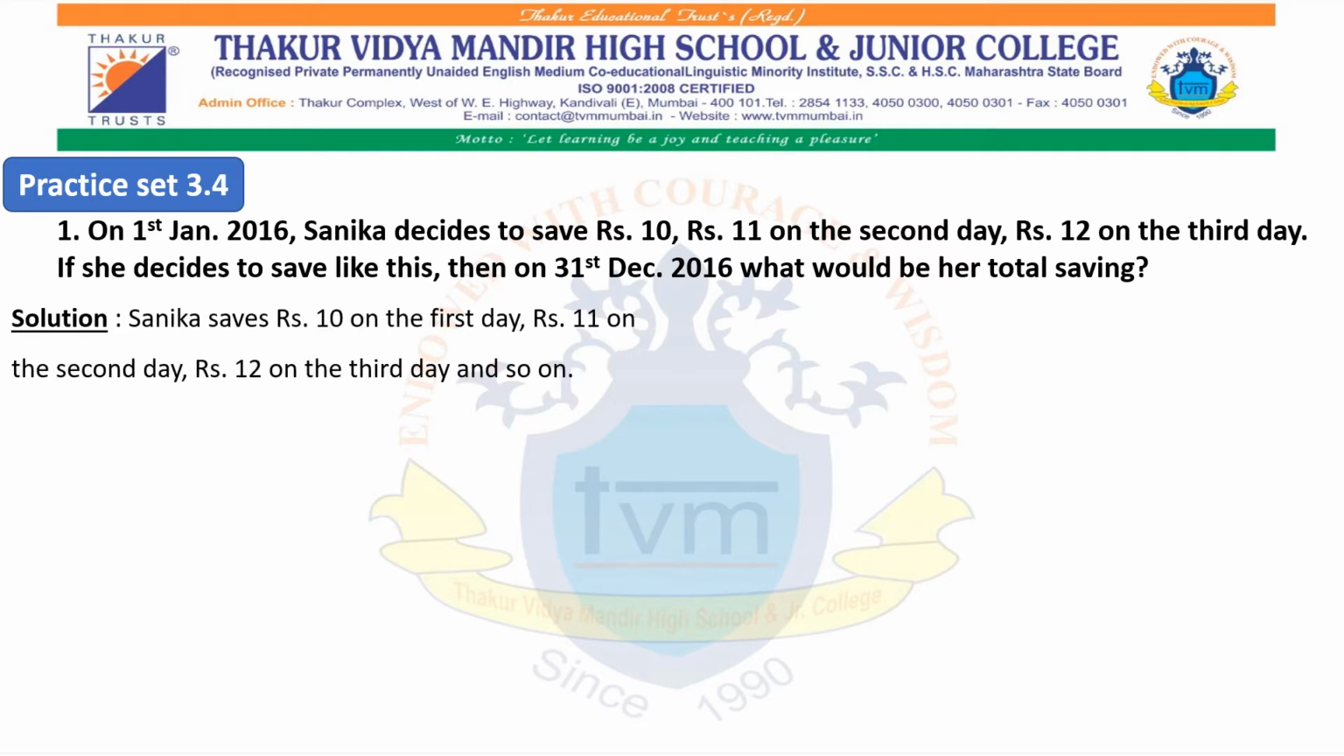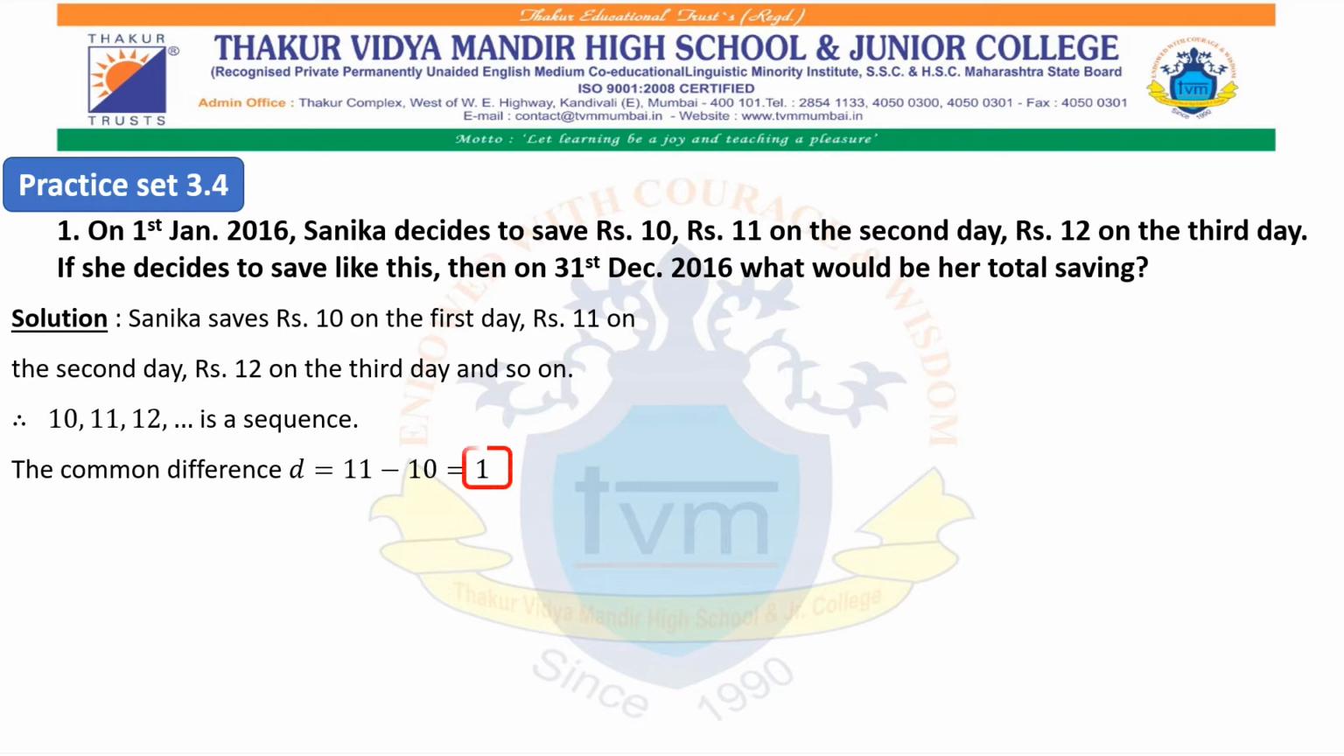Sanika saves rupees 10 on the first day, rupees 11 on the second day, rupees 12 on the third day, and so on. Means the amounts she saves are 10, 11, 12, which is in a sequence. Now let us see the common difference. If the common difference comes the same, we can say this is an AP. d equals 11 minus 10, we got 1. When we subtracted the second term from the third, again we got the same value, which is 1. Means here the common difference is constant. Therefore we can say the above numbers 10, 11, 12 are in AP.